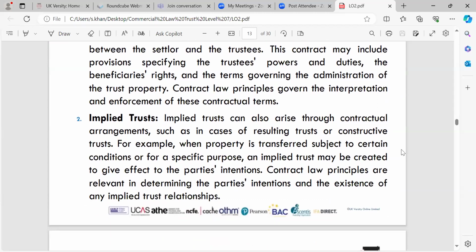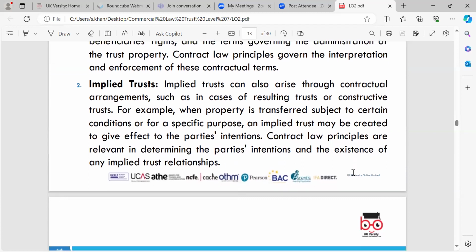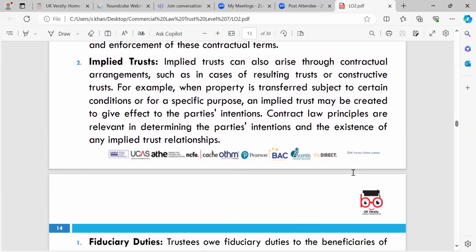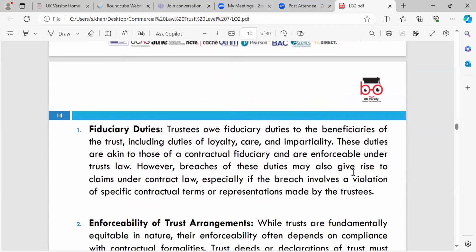Implied trusts can also arise through contractual arrangements, such as in cases of resulting trusts or constructive trusts. For example, when a property is transferred subject to certain conditions for a specific purpose, an implied trust may be created to give effect to the parties' intentions. Contract law principles are relevant in determining the parties' intentions and the existence of any implied trust relationships.